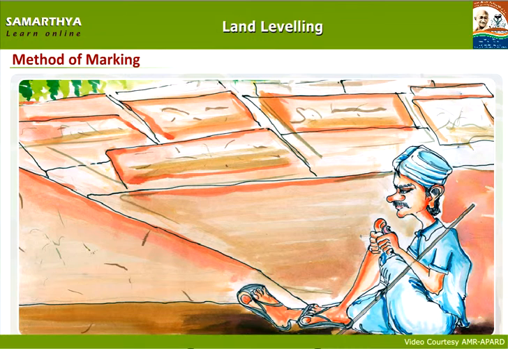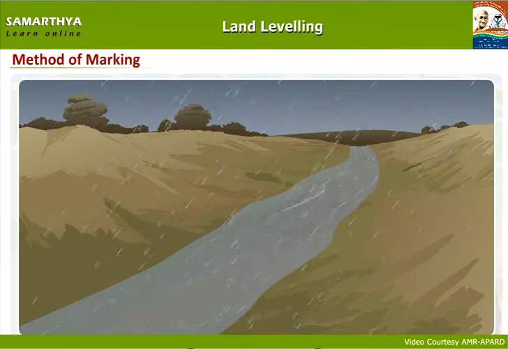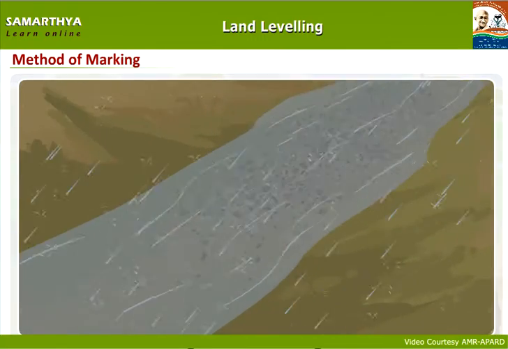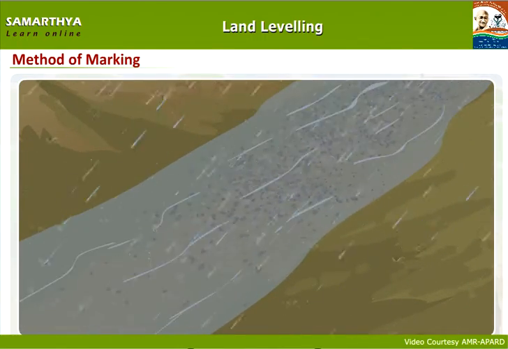Now let's learn the impact of using only the cut and fill method. We have to divide the land into small blocks so as to make the land suitable for cultivation. Now, let's see what happens if we have to level the hill slope lands by using cut and fill method only. As you see, when it rains, the runoff water takes away the fertile top layer of the soil.